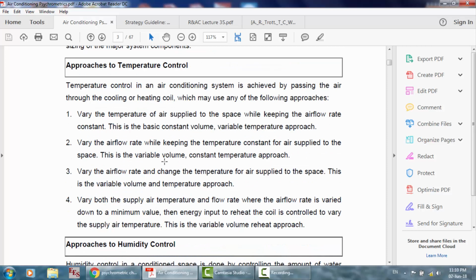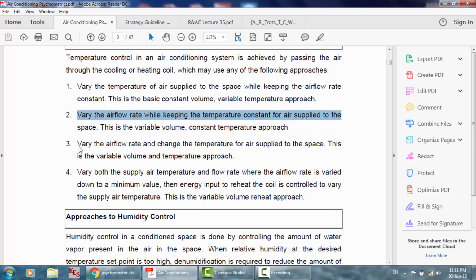So the approaches to temperature control in an air conditioning system is achieved by passing the air through the cooling or heating coil, which may use any of the following approaches. Vary the temperature of air supplied to the space while keeping the air flow rate constant. This is the basic constant volume variable temperature approach. Or vary the airflow while keeping the temperature constant for air supplied to the space. This is the variable volume constant temperature approach. Or vary the airflow rate and change the temperature for air supplied to the space. This is the variable volume and temperature approach.